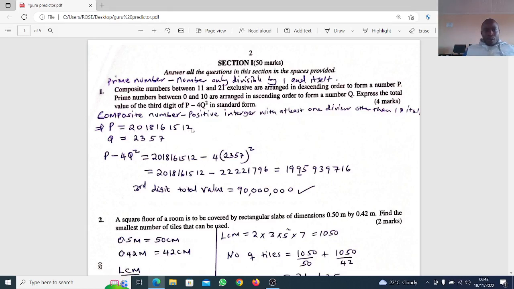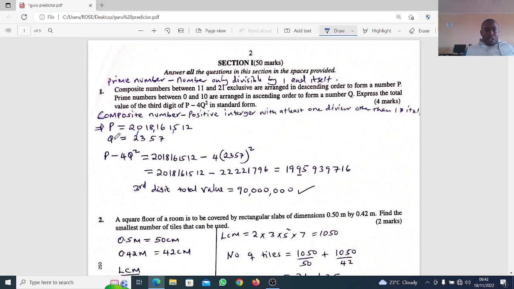It is called P. If you count in threes, we add commas. If you are reading the number, you put a comma there, 1, 2, 3, another comma here, 1, 2, 3, and another comma here. This 3 makes a thousand, another 3 makes a million, and another 3 makes a billion. The number is read as 2 billion, 18 million, 161,512. So that is how we form the number P.